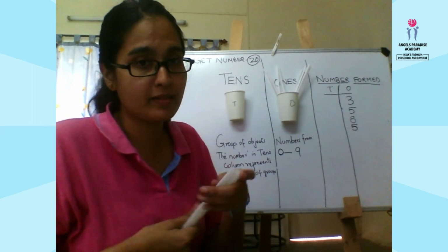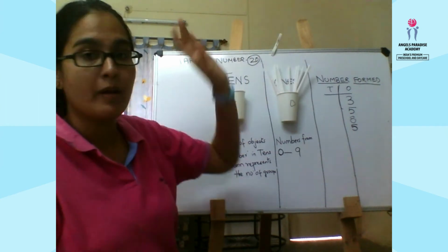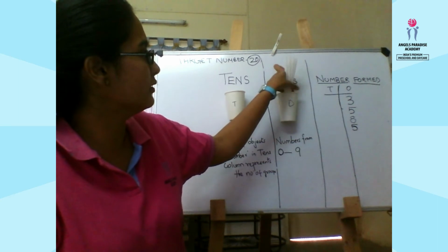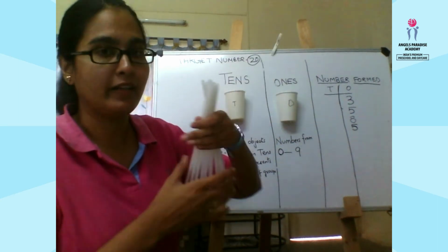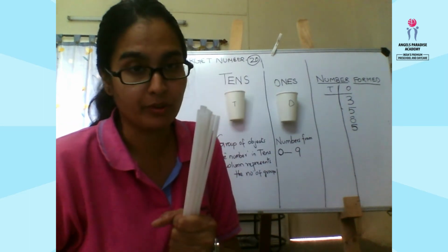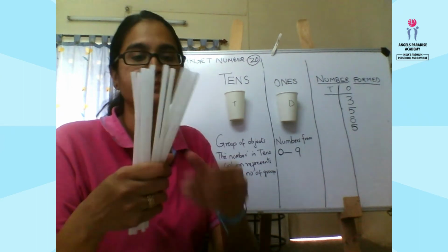Where am I going to place it? In the ones column. But one moment. Now we can see that there are so many straws here. I think that it is more than 9 straws. So it's now time for us to group the straws to find out whether we have a group of 10 straws or not. We'll count it and find out.